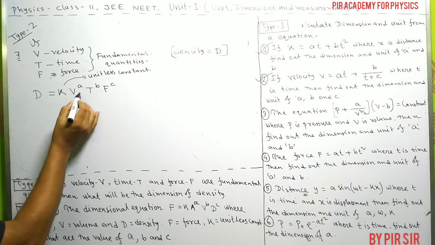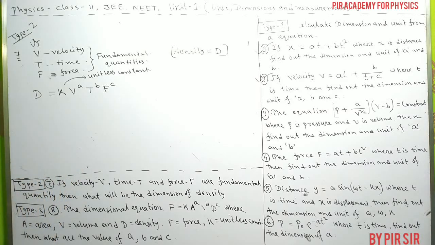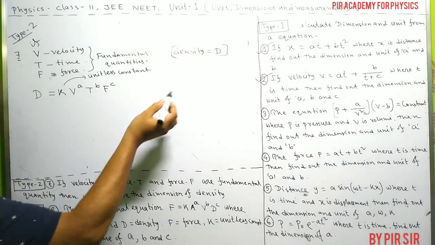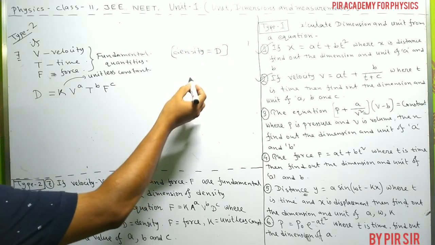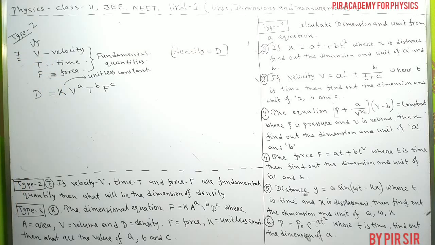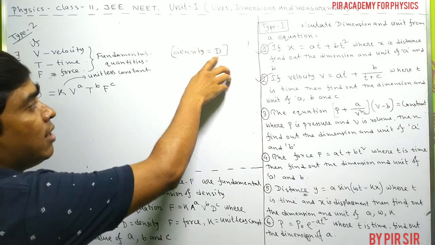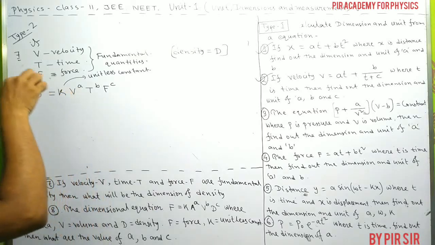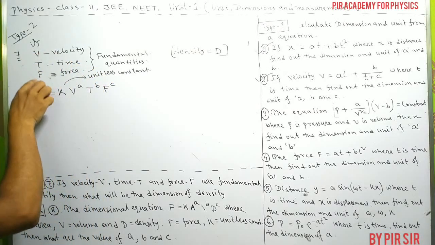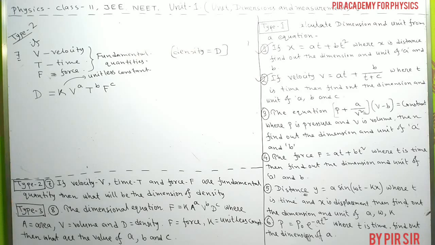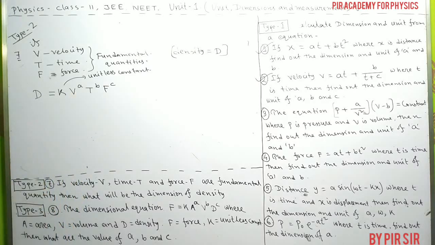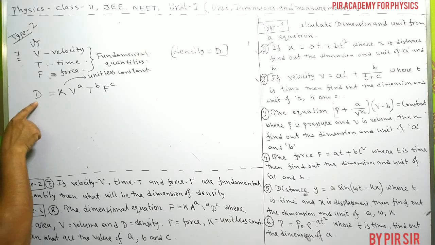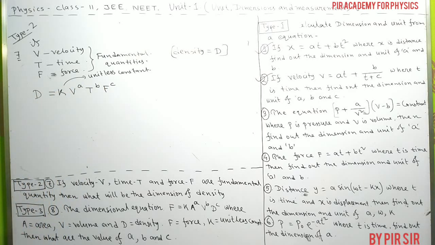You have to calculate the values of A, B and C, because you have learned that the dimension of a derived quantity is expressed in terms of fundamental quantities. Here density is a derived quantity in this problem, and V, T, F, that means velocity, time and force, are the fundamental quantities. That's why you have to calculate the power of V, power of T and power of F. Then you take this equation as follows.